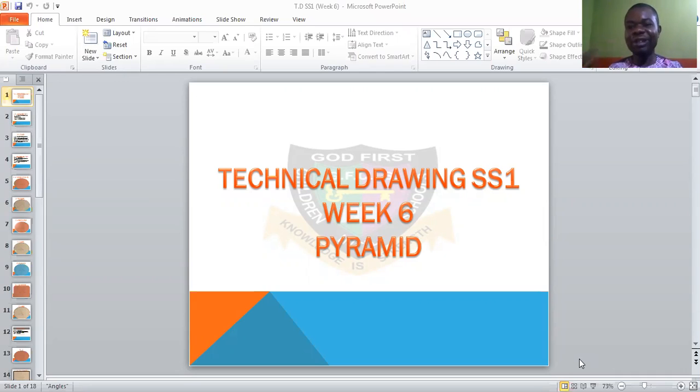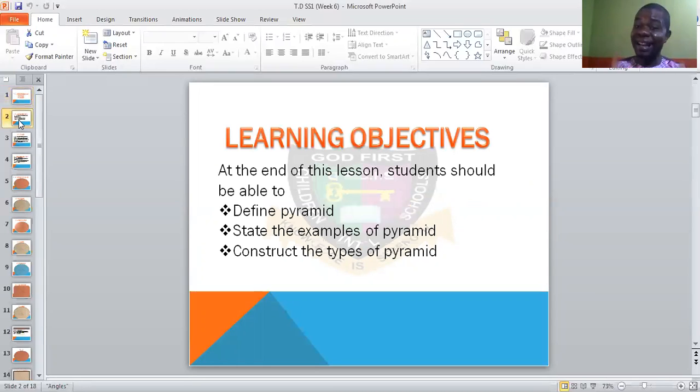The triangular, the rectangular, hexagonal, as the case may be. Now, we need to have the objectives shared for the lesson too, as we normally do in our usual way. That is, at the end of this lesson, you should be able to define pyramid, number one. Number two, state the examples of pyramid or the types, you call it. Then last one, construct the types of a pyramid. These are the objectives for this lesson.